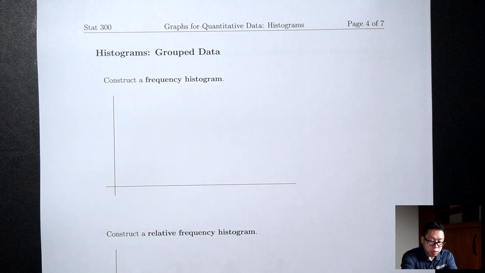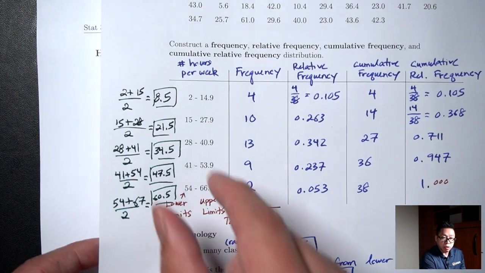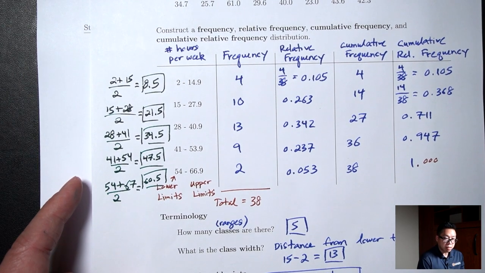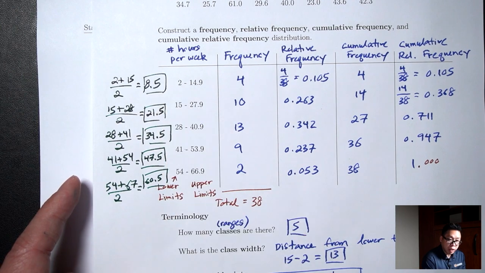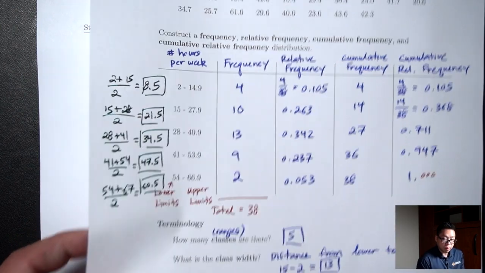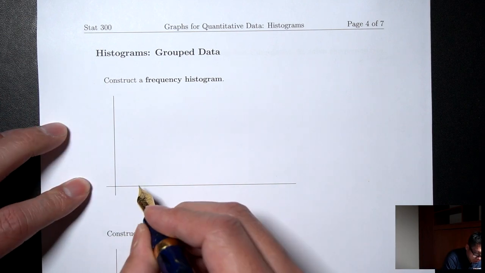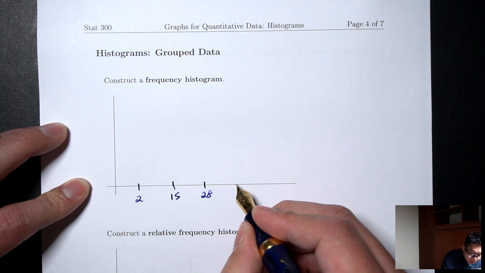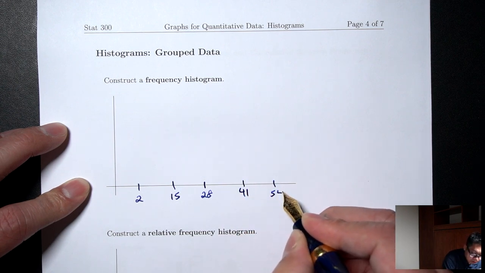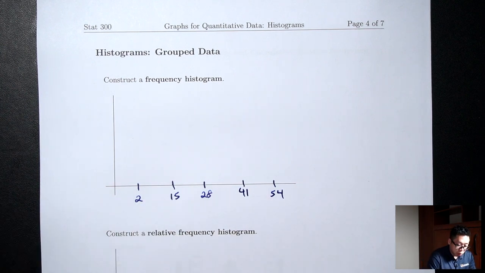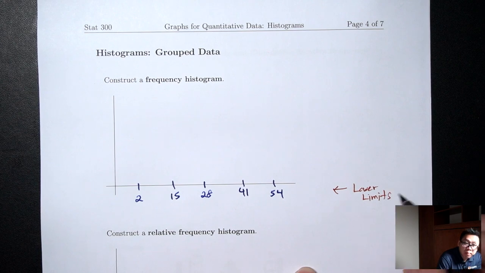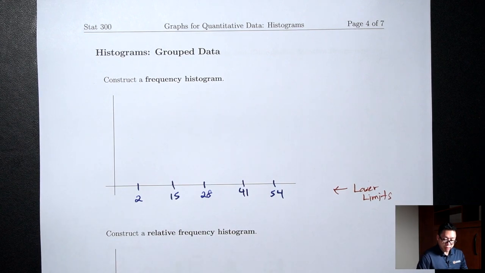Okay, grouped data situation. This was our situation where we had to break up the data into ranges. So when you have to break up the data into ranges, what you're going to put on the x-axis are the lower limits, which are the lower number in each range. So we're going to put 2, 15, 28, 41, 54. Once again, these are the lower limits. And let me also title what these numbers mean. So these numbers were number of hours per week.